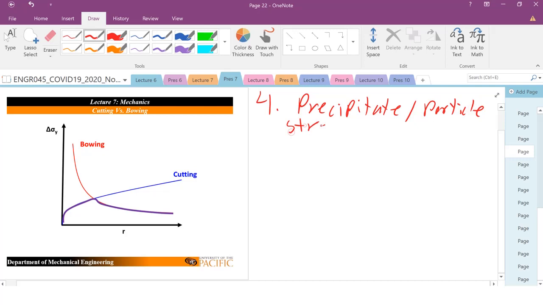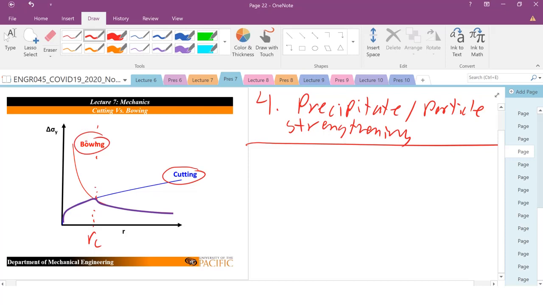So we saw, again, we found this critical radius, RC. That distinguishes between when we're going to cut and when we're going to bow. Again, this is the energy for cutting and the energy for bowing. We saw that on this side, the energy for bowing is much, much higher. So we are going to cut here, and we are going to bow on this side. Why are we cutting and bowing on this side?